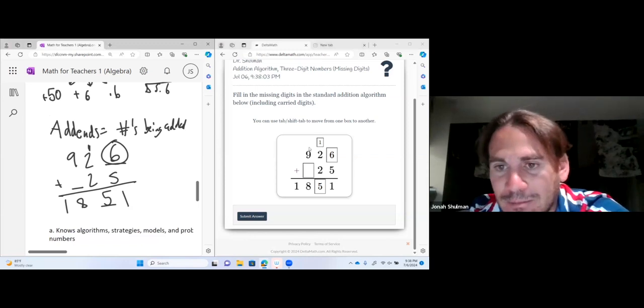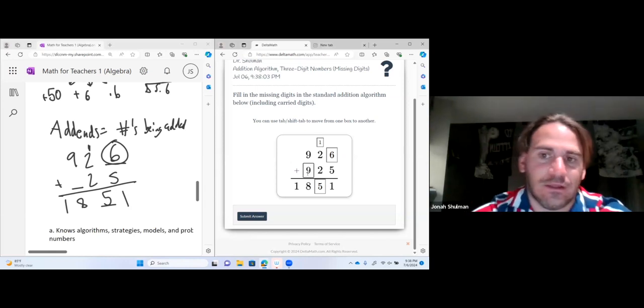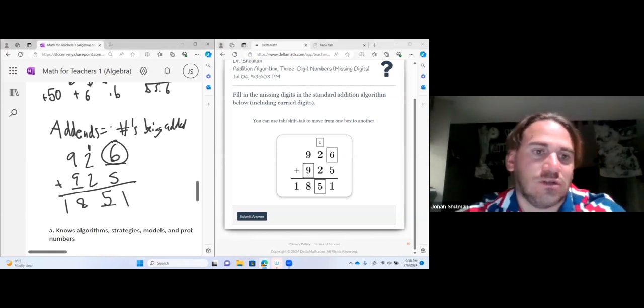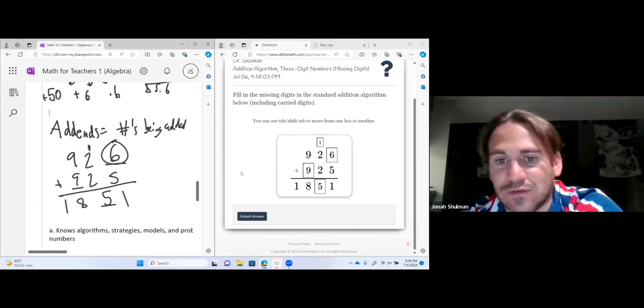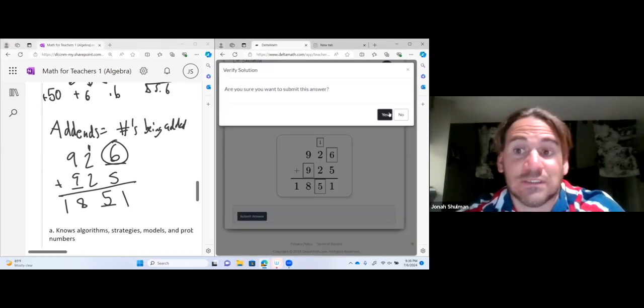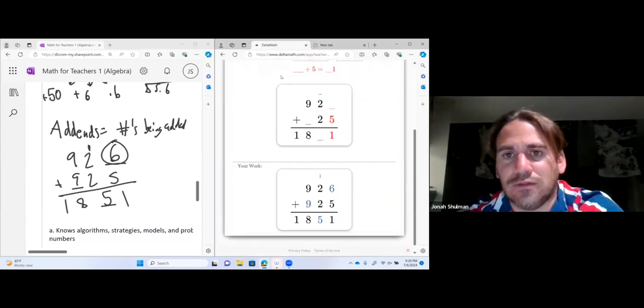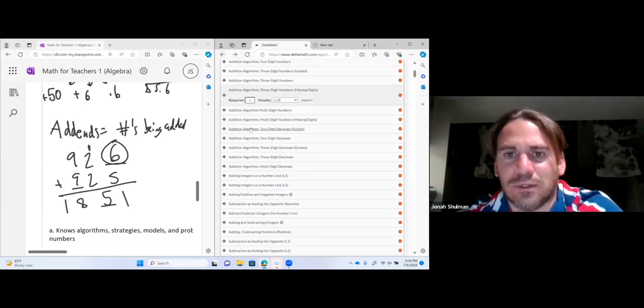Now, 9 plus nothing gives us 8 because it's too big. So 9 plus what gives us 18? Well, there's another 9 right there. And we got the final answer. 926 plus 925 is 1851. Please use these for your students. Give them missing digits. It will help a lot. We got it. Cool. All right, what's the next one?